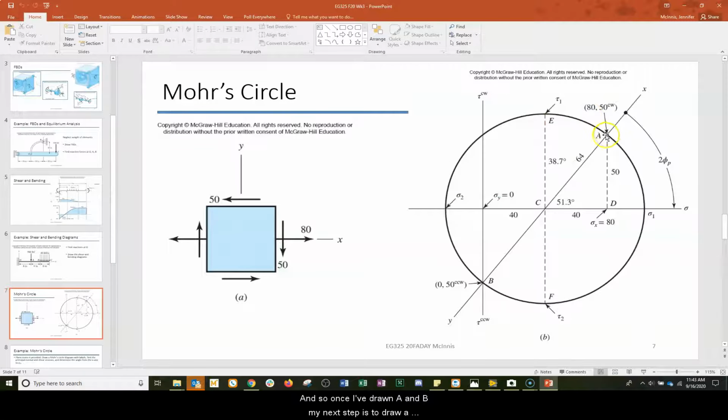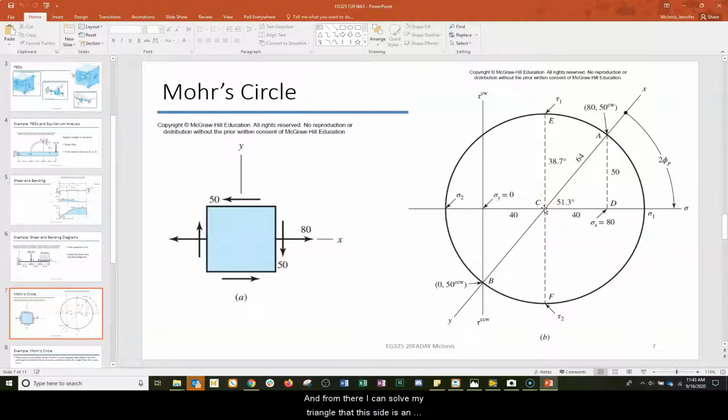Once I've drawn A and B, my next step is to draw a line through A and B, and I can now find my center point. My center point is on the x-axis, or the normal sigma axis, and is exactly equal to the average normal stress. So if I take the average of 80 and 0, my average is 40, and that is where the center of this circle is.